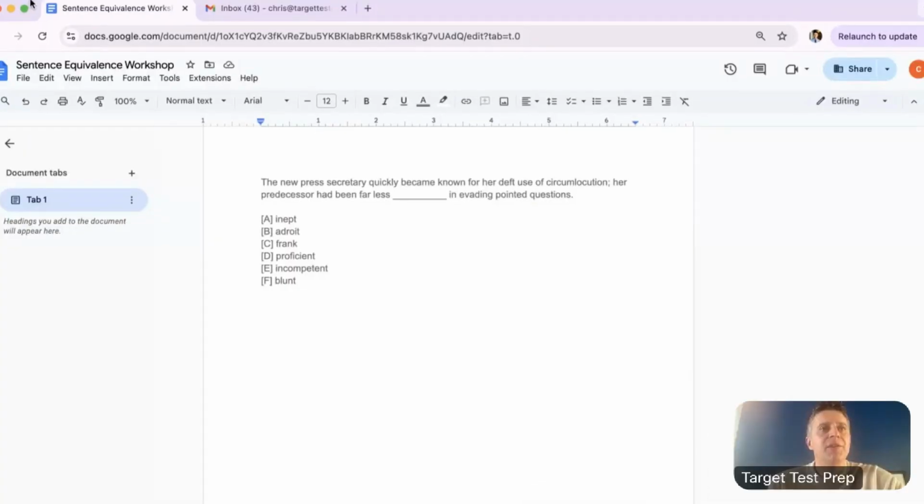Can everyone see where it says, the new press secretary quickly became known for her deft use of circumlocution? Everyone good? All righty. This here is a text completion. You can put this in the chat, but definitely just for your own edification, think to yourself, what is different about this question than your average text completion?